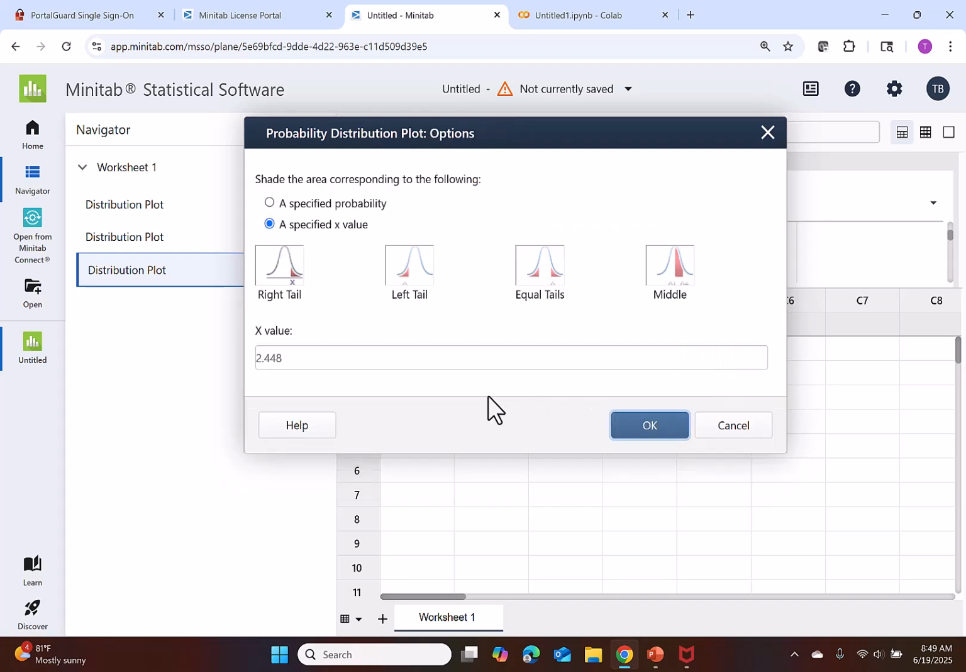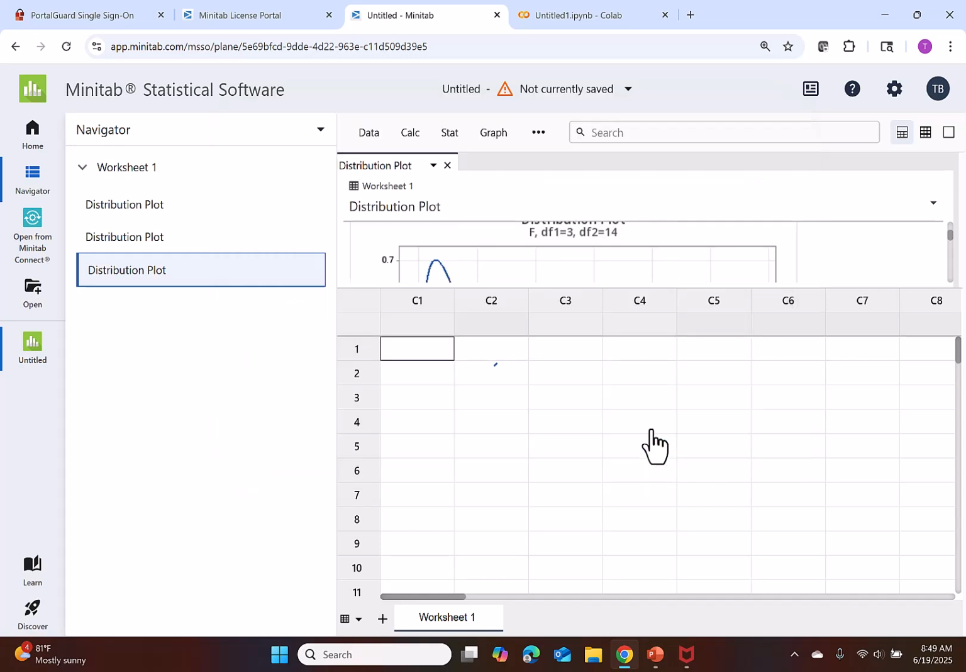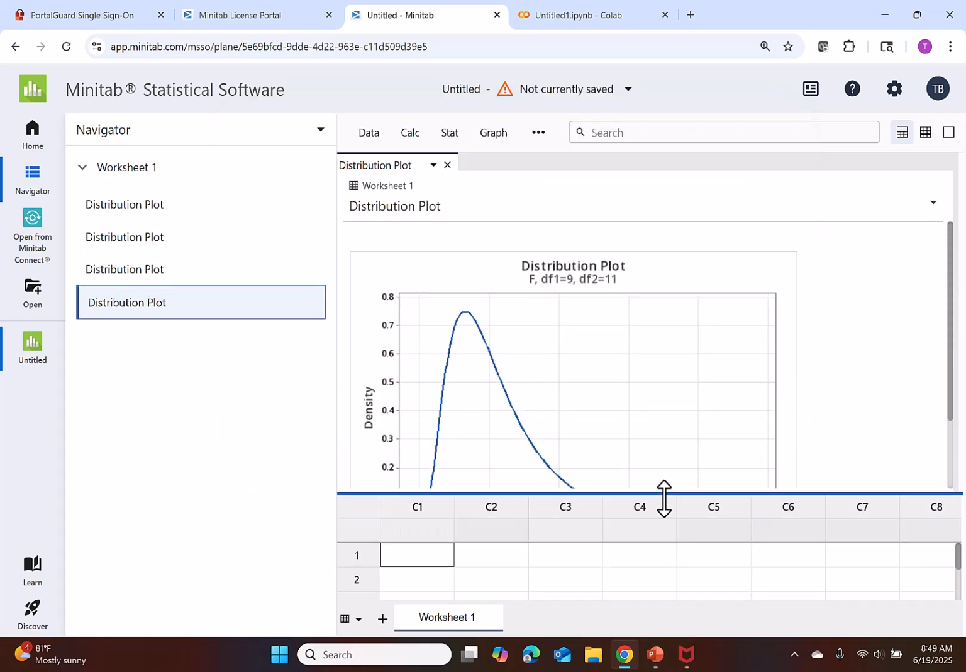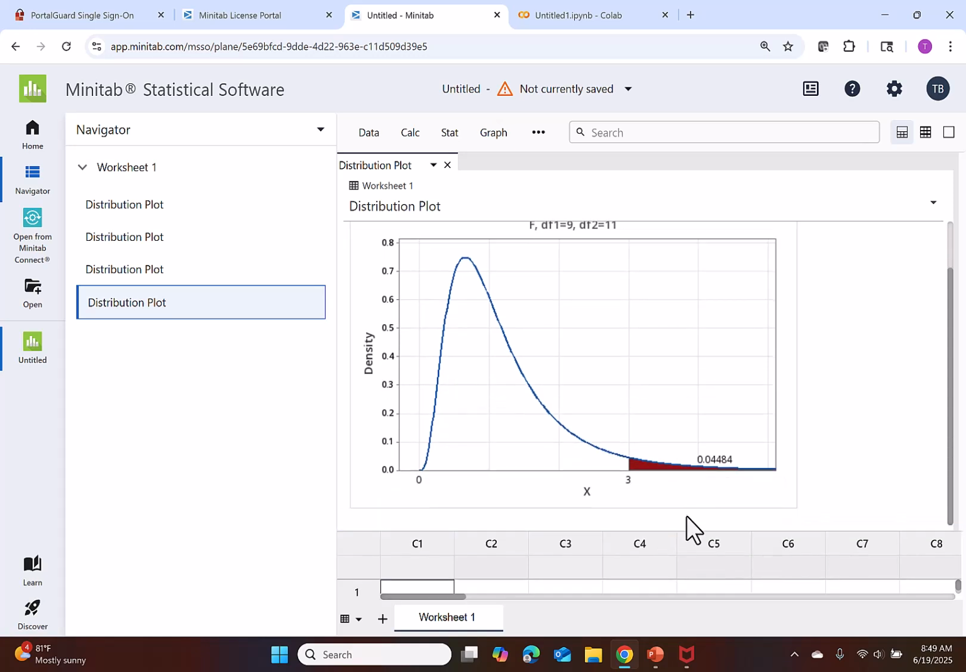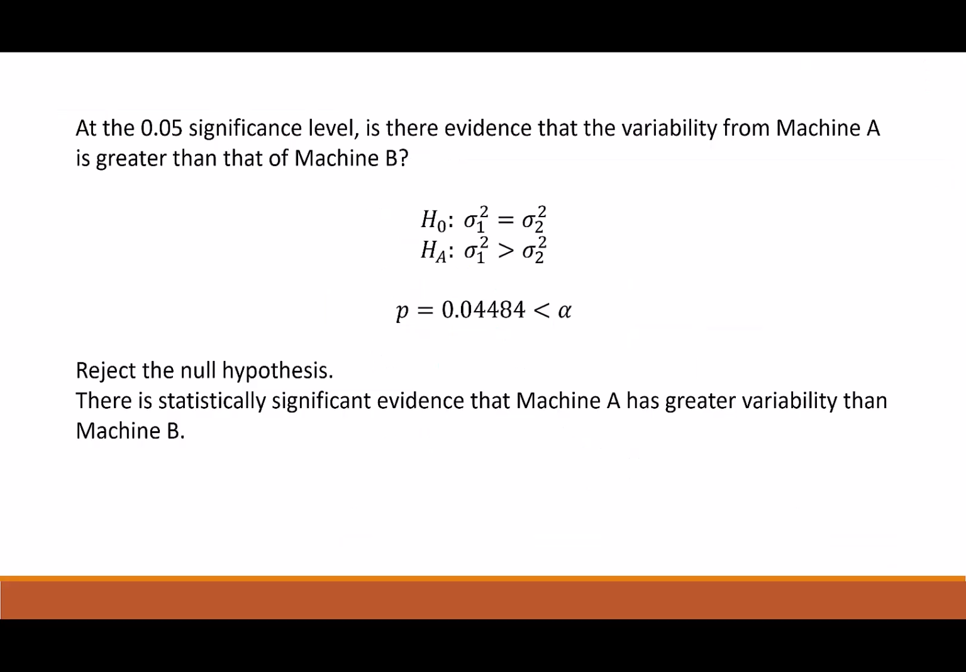In the options, we again have an X value. This time our X value is 3. We still want a right-tailed test. The p-value this time is 0.04484. 0.04484 is less than our alpha of 0.05. This means we can reject the null hypothesis. There is statistically significant evidence that machine A has greater variability than machine B.